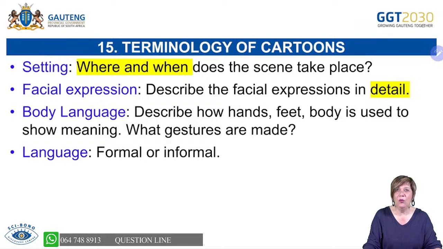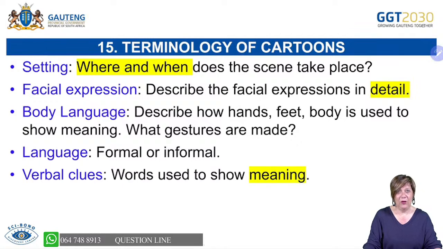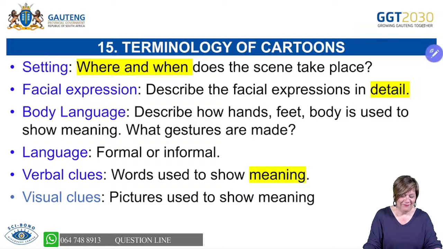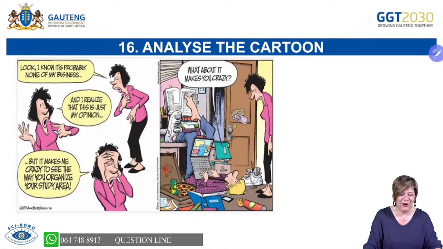Language can either be formal or informal. Very important. We'll be using a term called visual clues. Now, visual clues is what you can see. Verbal clues mean the words and visual refers to the pictures. Please make sure you're able to discern between the two. But I'll help you. Let me show you.